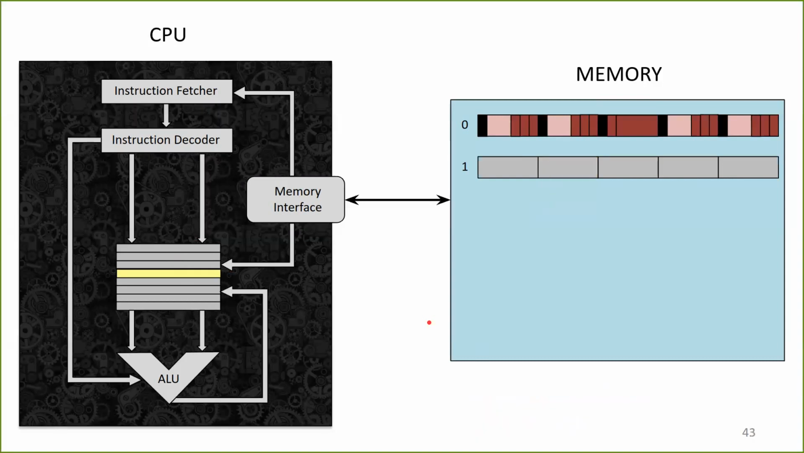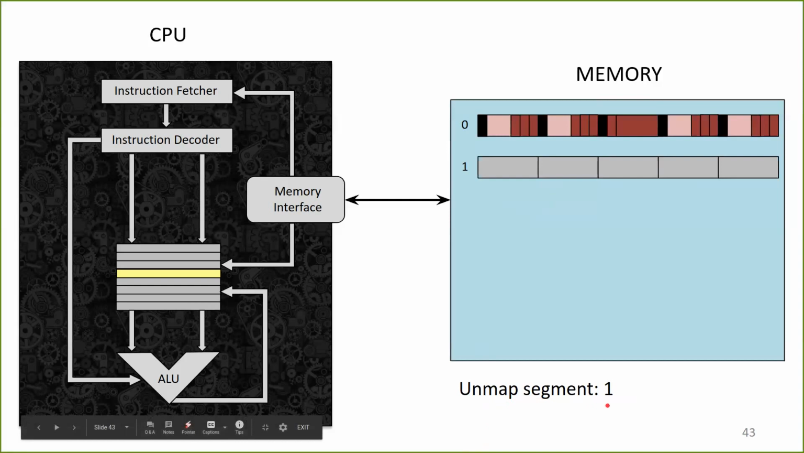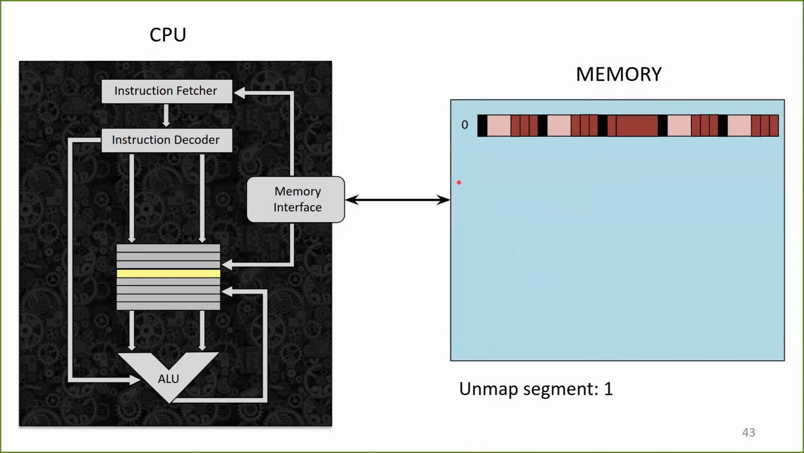When the program is done using a segment, it should unmap it so that the resources can be given to other parts of the program that might need it. The unmap instruction just takes in a segment identifier, makes sure that there is a segment with that ID, and then returns it back to the pool so we can no longer access it.